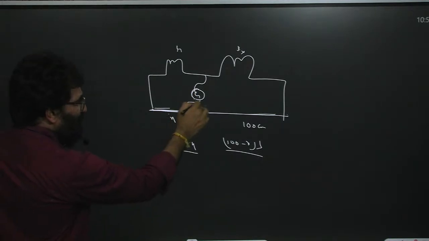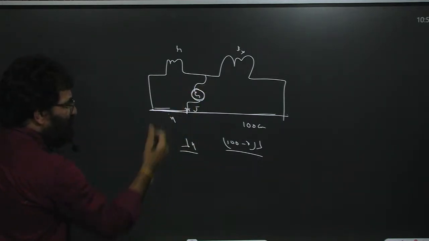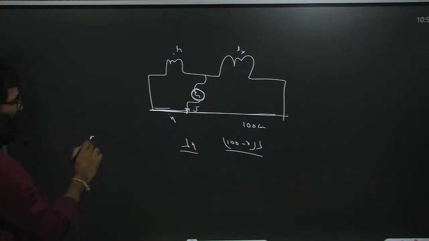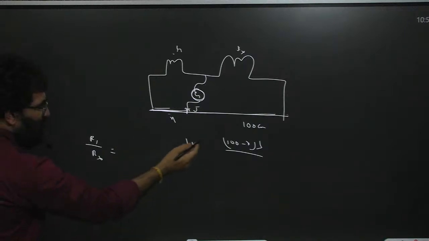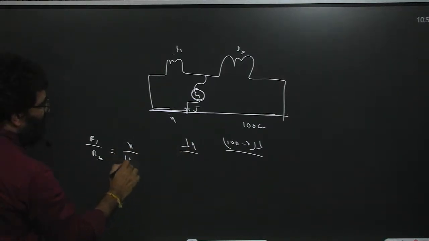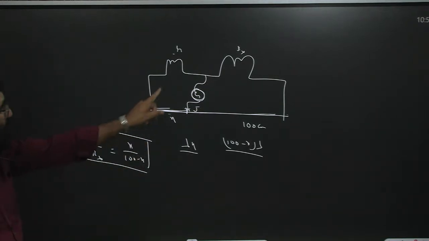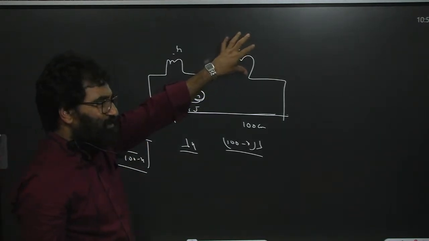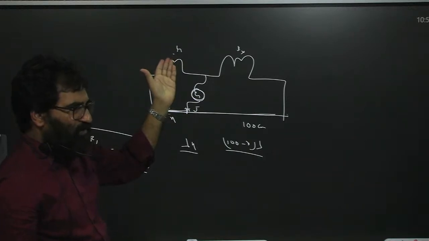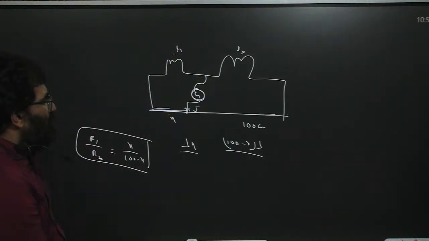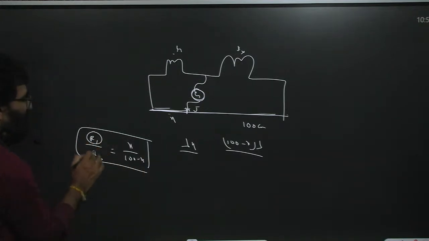So when the galvanometer current is 0, this is like a balanced Wheatstone bridge. R1 by R2 is equal to R3 by R4. R1 by Rx is equal to lambda X by (100 minus X) lambda, that is X by 100 minus X. So we are able to get the balancing length also. We keep the unknown resistance in the left gap only, not the right gap. Anyhow, R1 by R unknown will be X by 100 minus X.